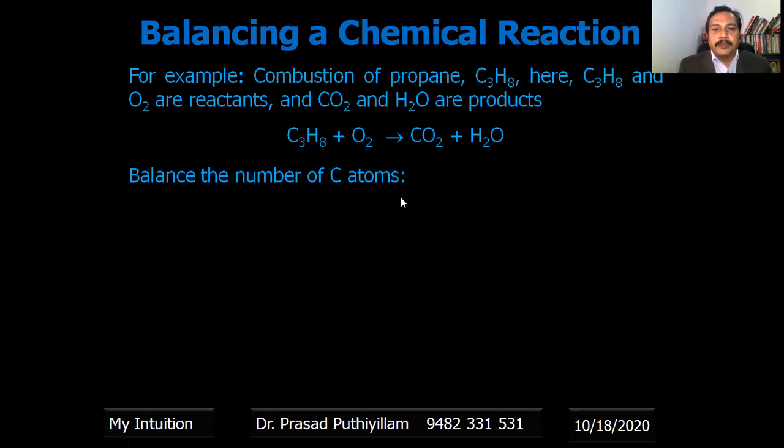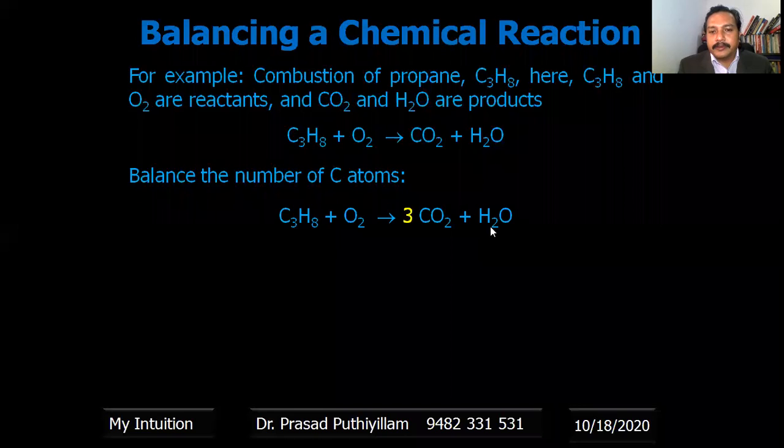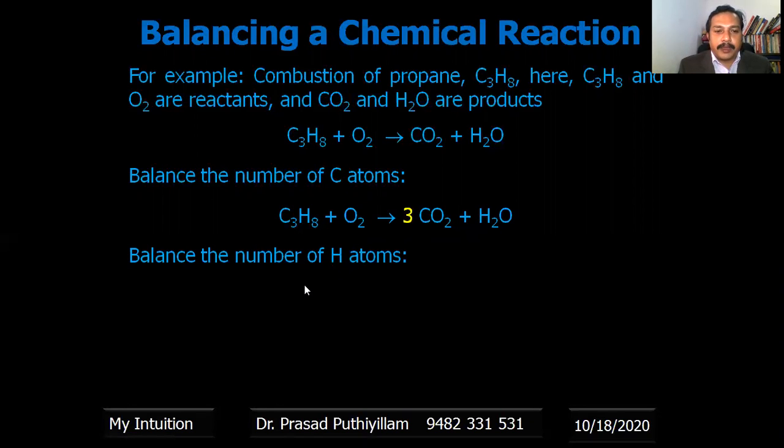So we'll start with carbon. On the reactant side there are three carbon atoms, whereas on the product side only one carbon atom is there. So we can give a number 3 to that carbon dioxide, so 3 moles of CO2. So carbon is balanced. Now we can go for balancing hydrogen. On the product side, steam has 2 hydrogens, whereas on the reactant side, propane has 8 hydrogens. Therefore giving a number 4 to steam, it becomes 8 hydrogen. Therefore you can balance the number of hydrogen by giving 4.